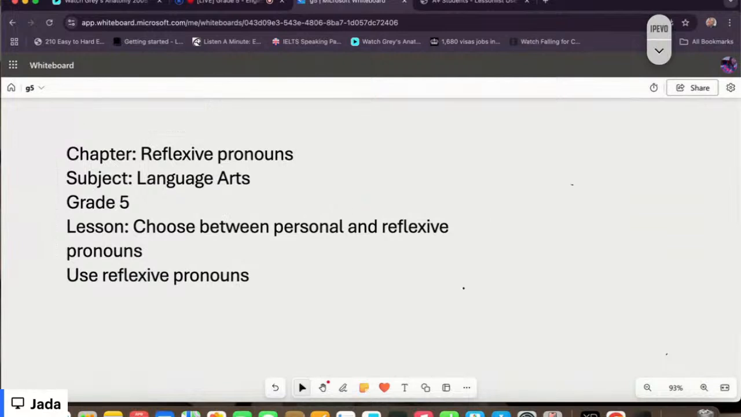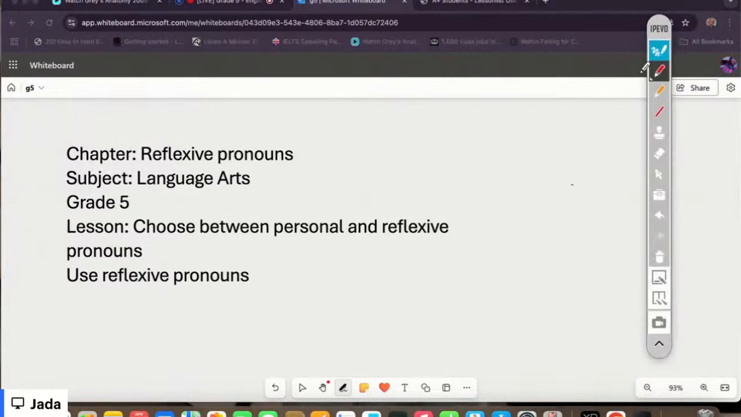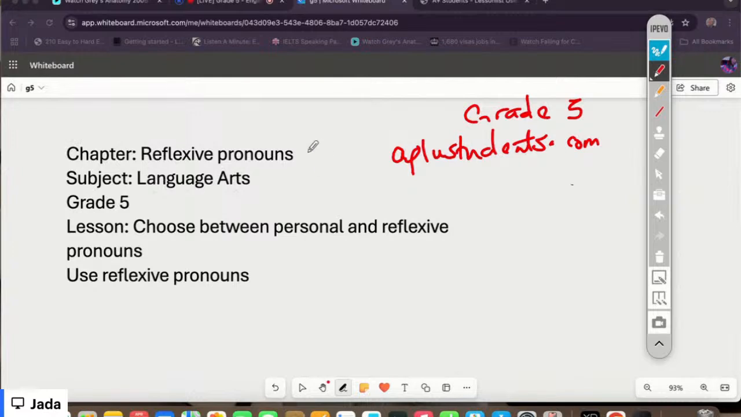Today we will have relative pronouns. First, you have to log in. Click on your name, move on to language arts, grade 5. Chapters: relative pronouns. And the lesson is choose between personal pronouns and reflexive pronouns, use reflexive pronouns. Okay, so this is what we have today, reflexive pronouns.